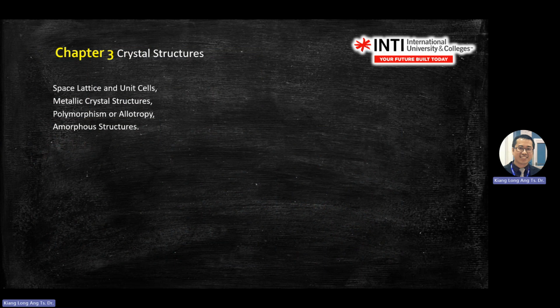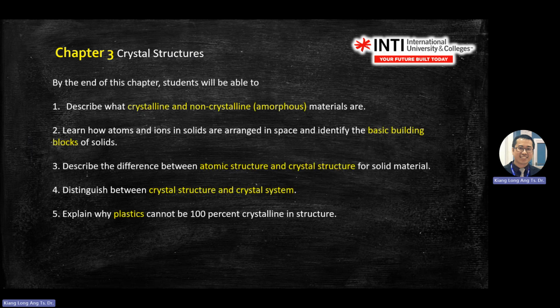What I mean by crystal structure is basically how you form the element. Why does diamond give you this shape? Why does salt give you this shape? For example, why does aluminium give you this shape? So we're going to see all these in some small subchapters.